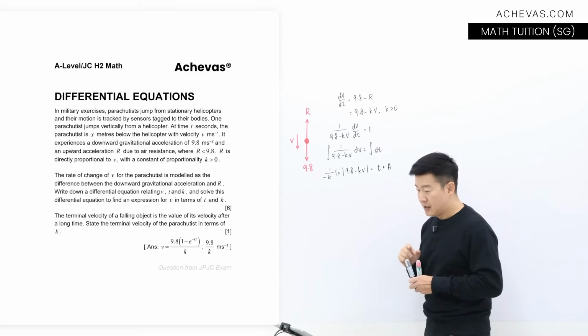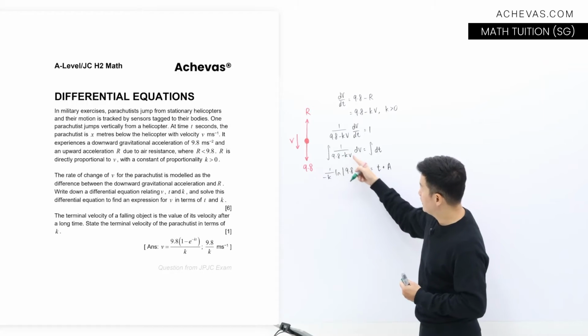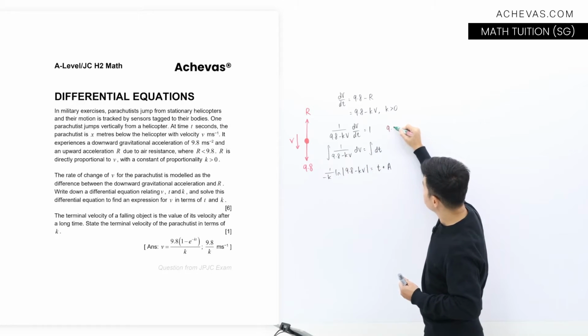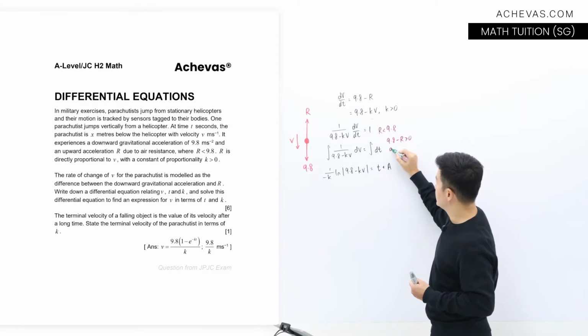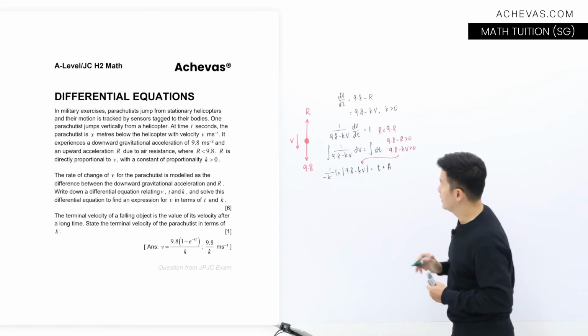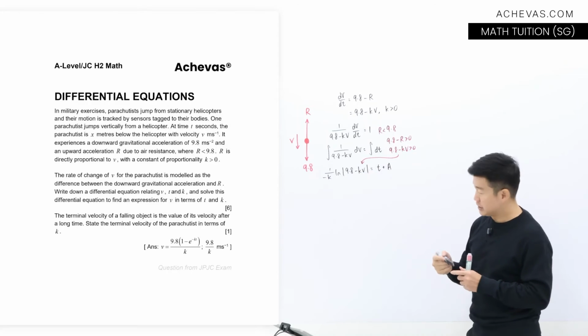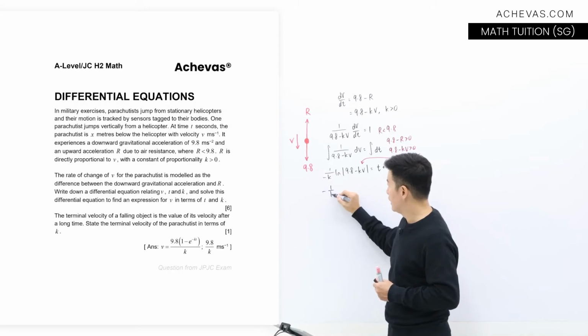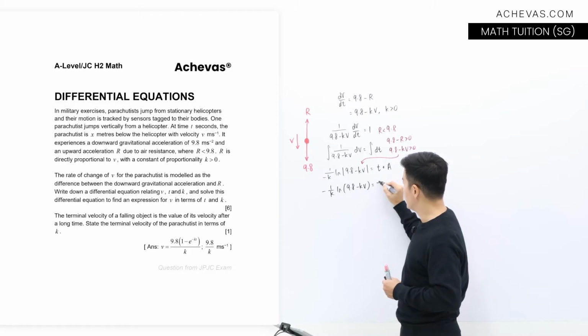And the question told us that R is less than 9.8. I'm specifically referring to this. The question says R is less than 9.8, which means that 9.8 minus R must be bigger than 0. And R is equal to kv, which means that 9.8 minus kv is going to be bigger than 0. I'm going to apply it here, because we have a modulus of a positive expression. So I can rewrite this as simply ln of 9.8 minus kv is equal to t plus a.